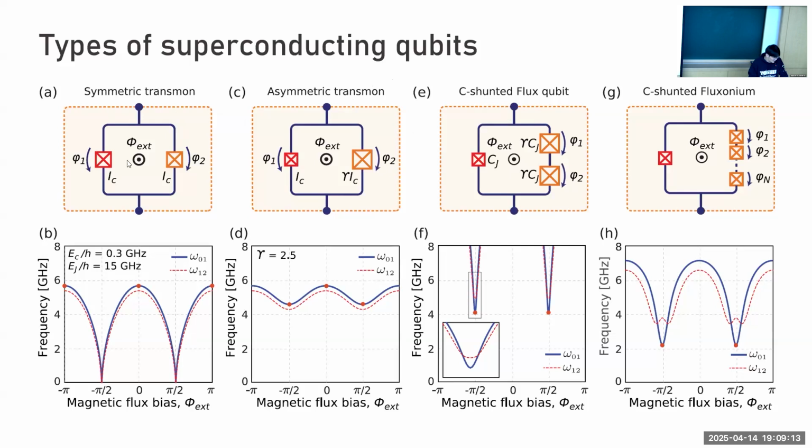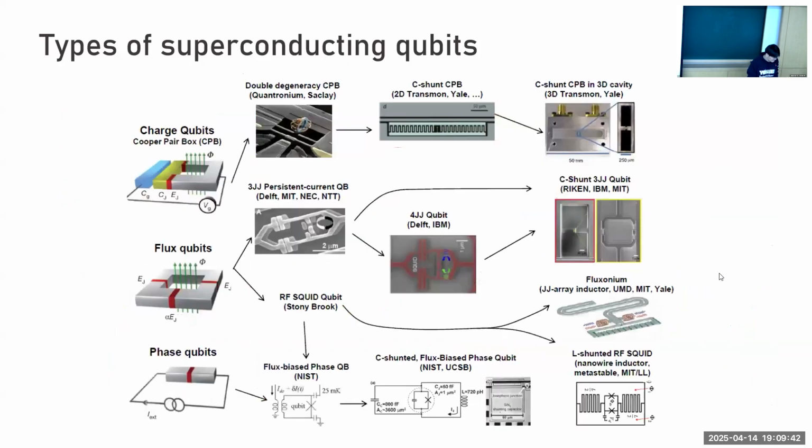A symmetric transmon has symmetric junctions in the circuit, and asymmetric transmons have asymmetry, so we can use a more usable transmon here. C-shunt flux qubits and C-shunt fluxonium also show the properties of transmons. So we can see many kinds of qubits here: phase qubits, flux qubits, or charge qubits. Many kinds of properties in the Josephson junction can be used for quantum states.